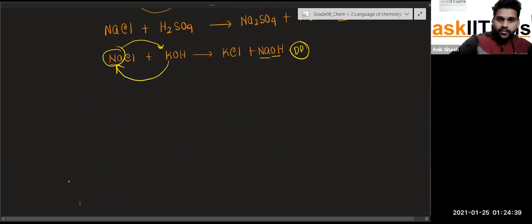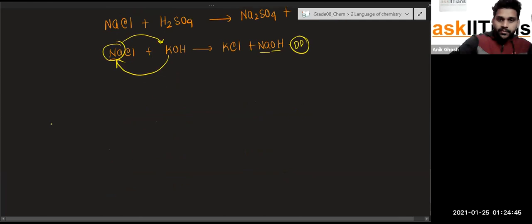Now, the last part. The last reaction. Look into it. This is the last reaction. That is redox reaction. This is also very simple, but there are so many concepts.